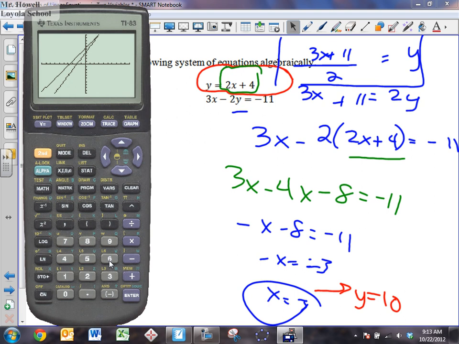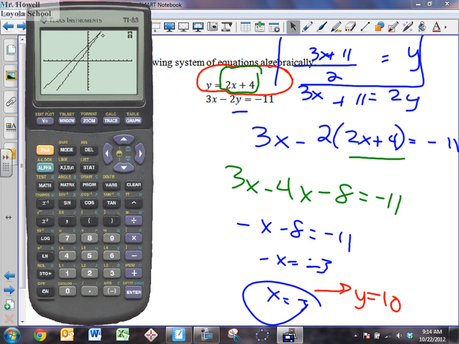Can't really find it. But it looks to me that it might intersect if I keep following this graph up here, right? All the way up there. So what should I do to my window settings? Go to zoom. I can zoom out, that's one way to do it, but there's an easier way. I don't really like the zoom function because it chooses its own arbitrary numbers. Could you give me another way?